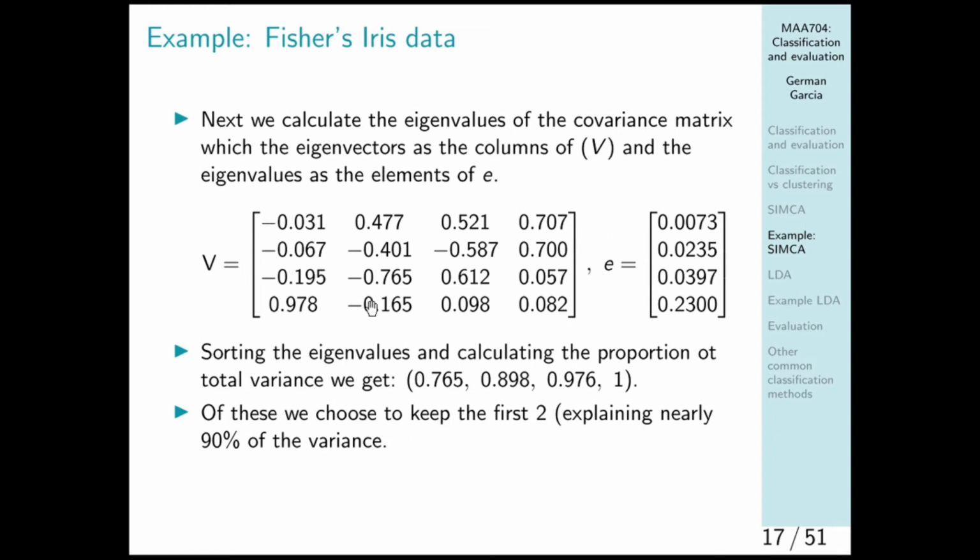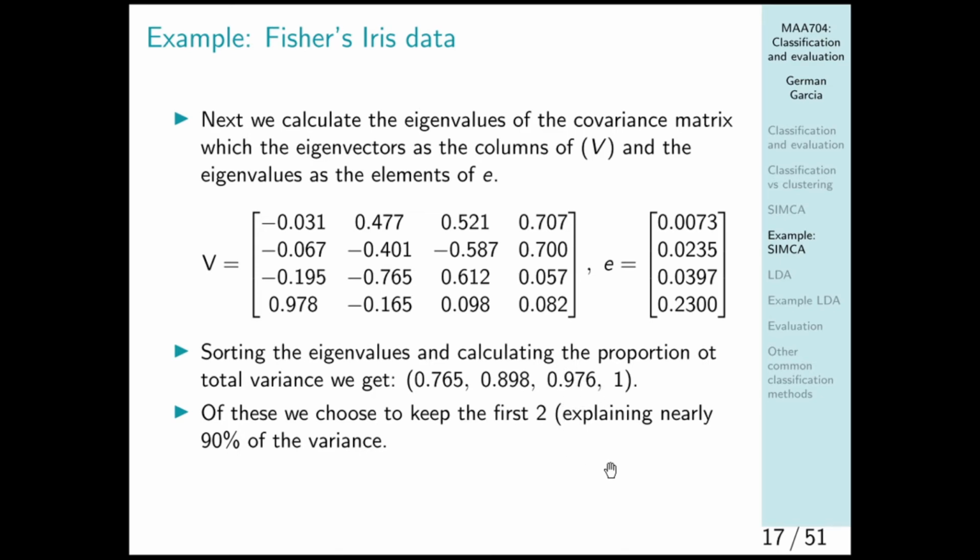So you have eigenvectors and eigenvalues here. If we sort the eigenvalues from largest to smallest, we calculate the proportion of total variance that they explain. If we only pick the third vector, we explain 0.765 of the variance. If we pick the third and second, we explain 0.898. If we pick up 3, we explain 0.976.